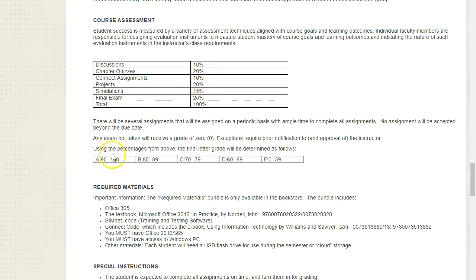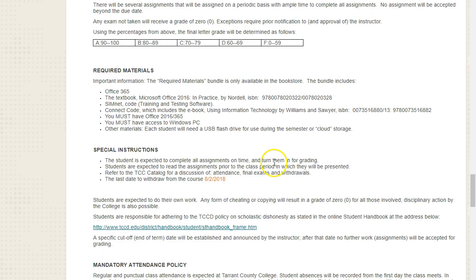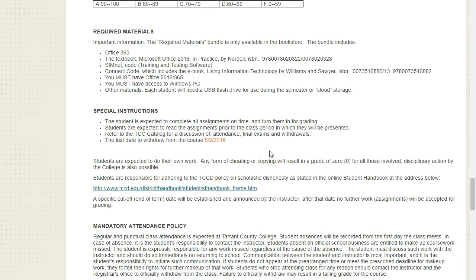It's going to be set up on a normal grade scale. The required courses, the required materials, this is where you find them. Make sure you go and you get these. They don't necessarily need to be purchased the first week, but certainly by the end of the second week, you need to have them.